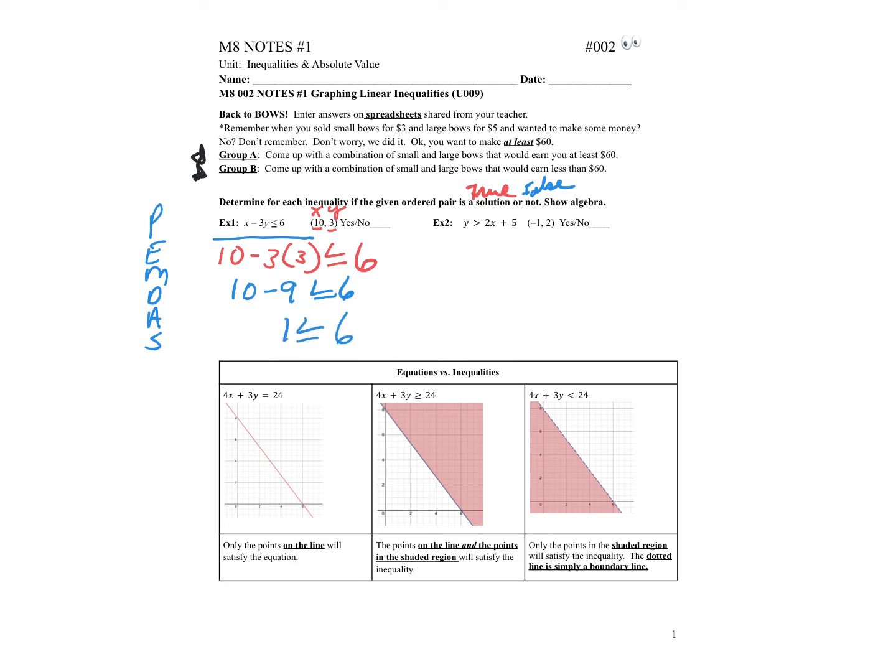Then you're saying to yourself, is that true? Is 1 less than 6? Well, yes, it is true. So we're going to circle the yes. So the answer here is yes.